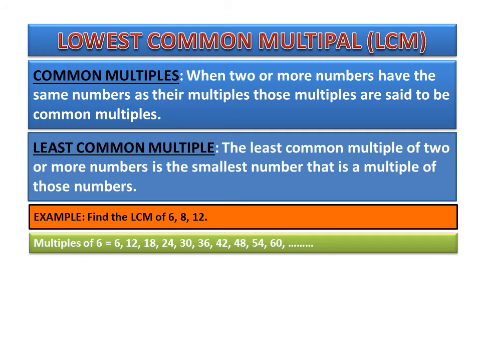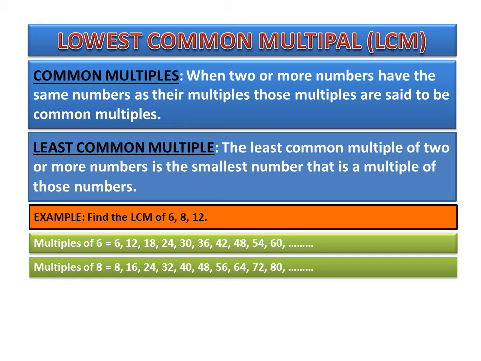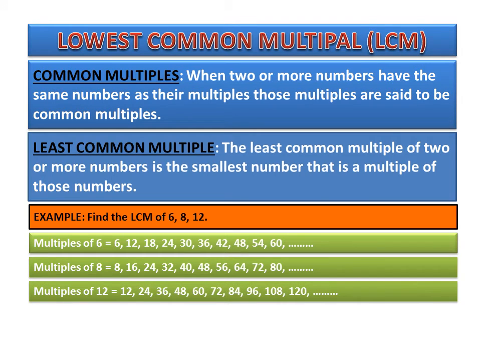So multiples of 6 are 6, 12, 18, 24, 30, 36, 42, 48, 54, 60 and so on. The multiples of 8 are 8, 16, 24, 32, 40, 48, 56, 64, 72, 80 and so on. Finally, the multiples of 12 are 12, 24, 36, 48, 60, 72, 84, 96, 108, 120 and so on.